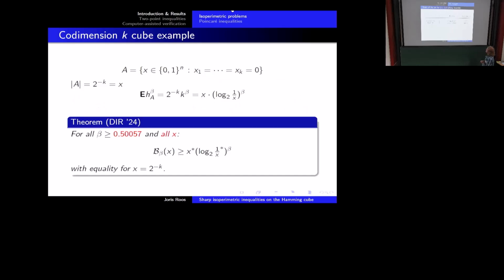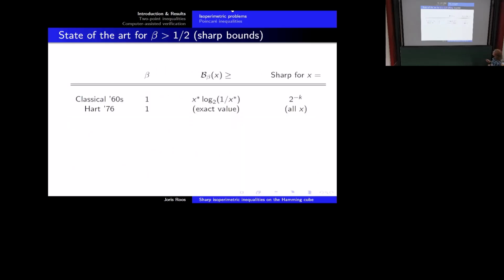Okay, so let's look a little bit at the state of the art for this problem and the history. So I made this table here. In the 60s and 70s, people were looking at beta equals 1. This is really the most natural case to look at, and the problem was exhaustively solved. Nowadays, there are still very interesting questions about stability and about the case of p-biased cubes that a lot of people study.